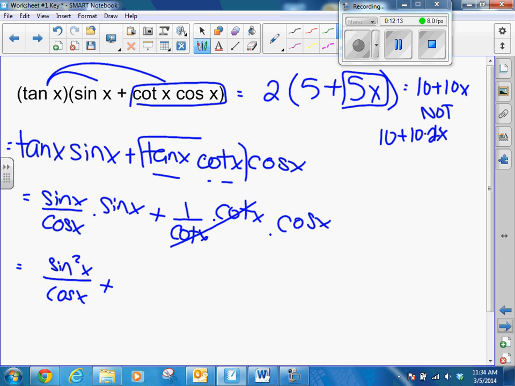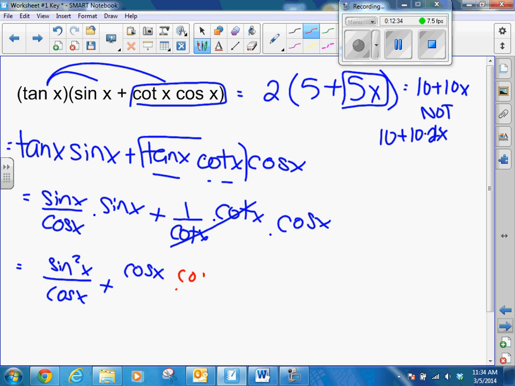Everything cancels down to 1, leaving you with just cosine. But I don't want to leave this because I can still simplify that, correct? A fraction plus a whole number, how do I add those together? I've got to get a common denominator. What is your common denominator going to be here? It's going to be cosine.